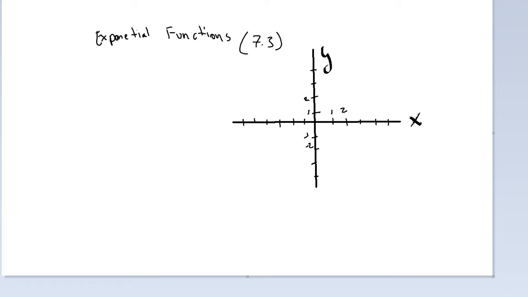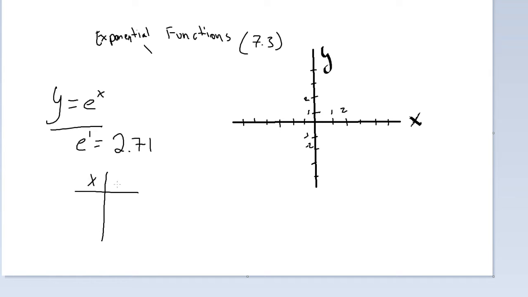Alright students, so in this video we are looking at more exponential functions, primarily focusing on y is equal to e to the x. Now e by itself, e to the first degree, is always equal to 2.71. So when I have it in this format, y is equal to e to the x, I can make a table to find some values that will generate some points, and the easiest one to always select is 0 for x.